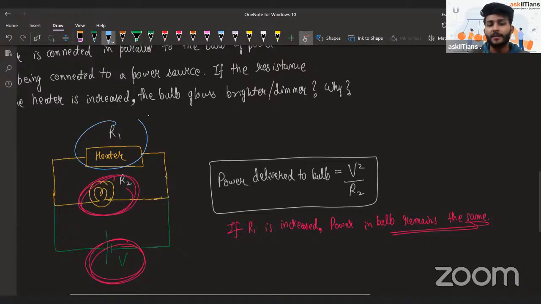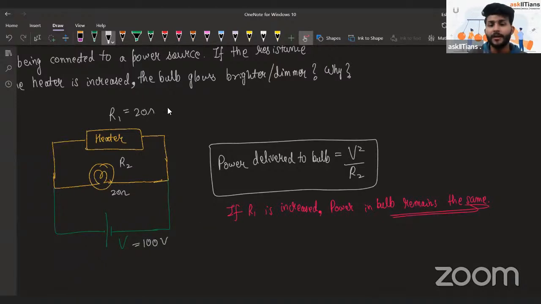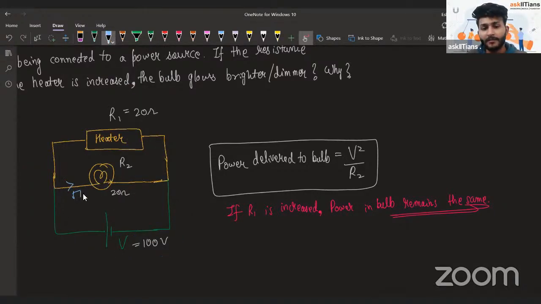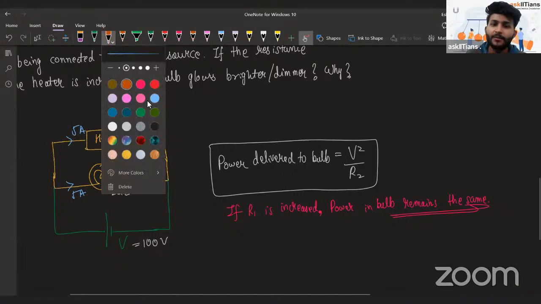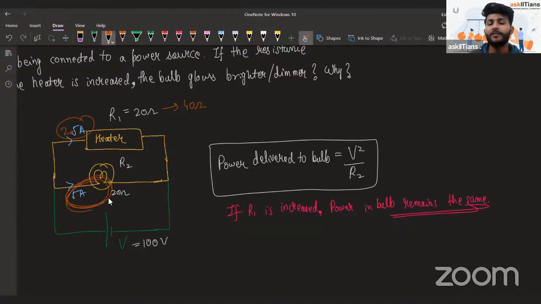Let me give an example. If, for example, this voltage is 100 volt, and the resistance of this bulb is 20 ohms and this heater is also 20 ohms, how much current will they draw? 100 volt over 20 ohm. It will draw 5 ampere and it will draw 5 ampere. If I later make the heater's resistance from 20 to 40, this heater will have 2.5, but the bulb will still draw 5 only. Bulb will not change. Because why? Because they're connected in parallel.